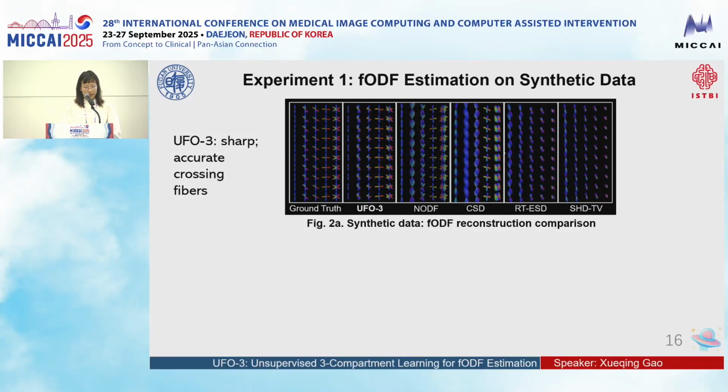We ran three main experiments, all using single-shell data, which has fewer measurements than a full acquisition sequence. First, we test UFO-3 on five fiber setups, including single fiber and crossing fibers at different angles. Even in tough cases like 16 degrees and 45 degrees, UFO-3 keeps the fiber shape sharp and gets the directions right, while others blur or mess up the orientations.